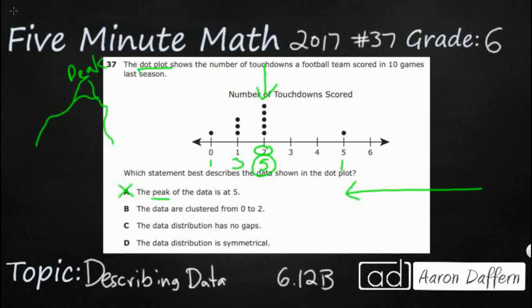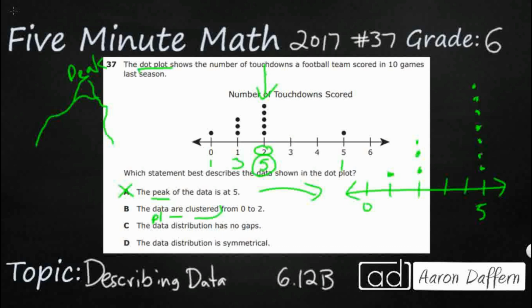If you wanted to see a dot plot in which the peak is at 5, you would do something like this. You might get 1 or 2, but then the 5 would have the most. So really you're just looking at what's the most, and this would be one that would have the peak at 5. The data are clustered. You notice how it says are clustered. That's an interesting thing. Data is plural. So rather than "the data is," it's "the data are clustered from 0 to 2."